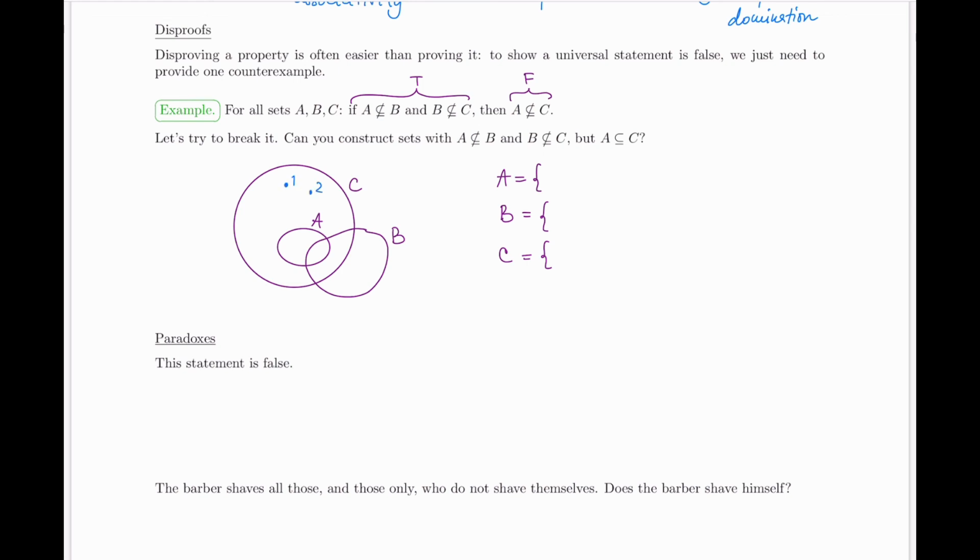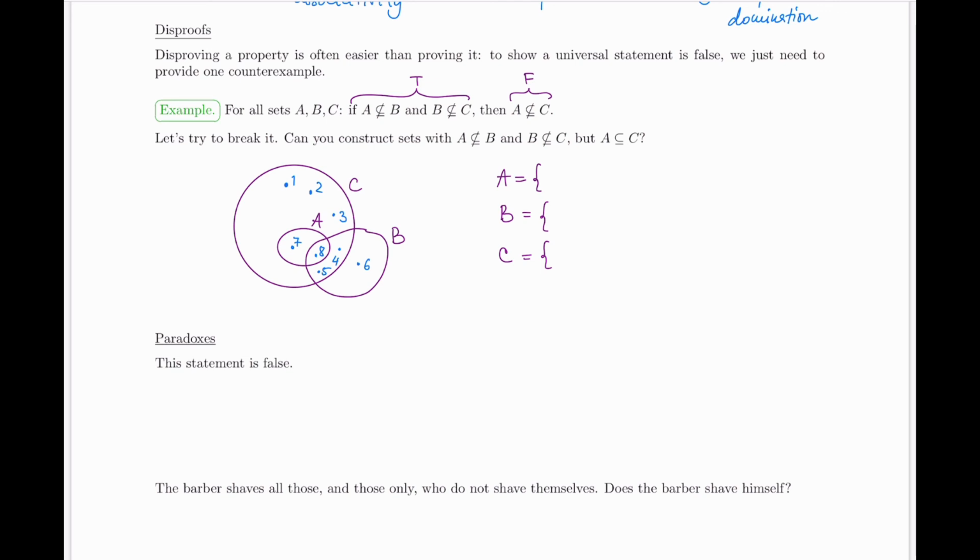1, 2, 3, 4, 5. I can have a 6 out there and a 7 over here and maybe an 8 over here just for fun. Okay, so if I have something like this, I satisfy my Venn diagram here.